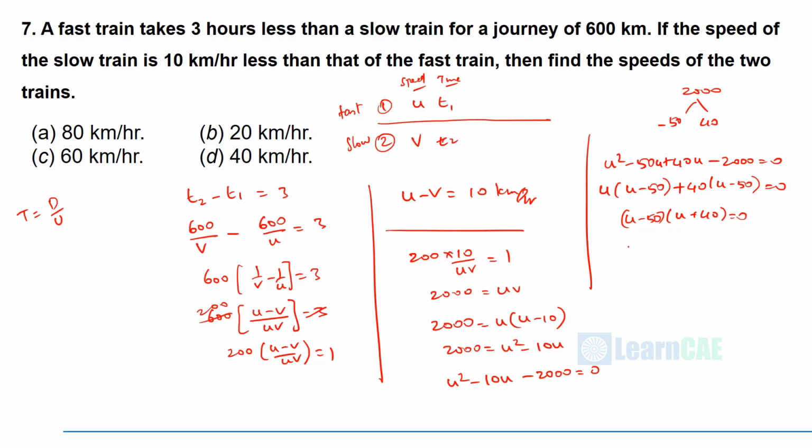u cannot be a negative value. Therefore, u is equal to 50 km per hour. They are asking to find the speeds of the two trains. u is equal to 50 km per hour, therefore v will be equal to 40 km per hour. So the answer should be D. Actually, they are asking the speeds of two trains, but here the option is given only for the second train. So let us choose D.